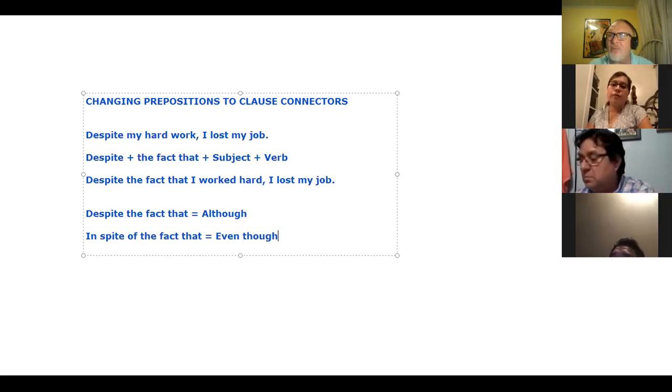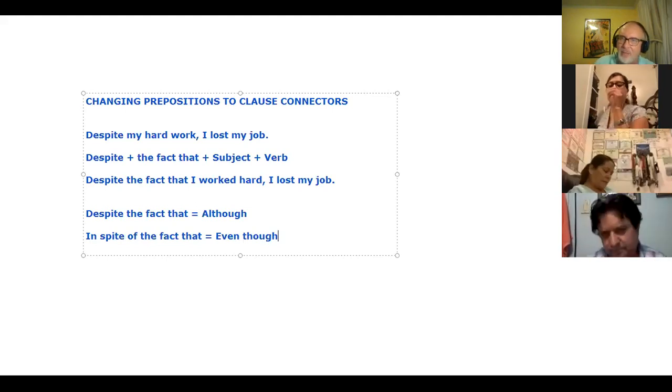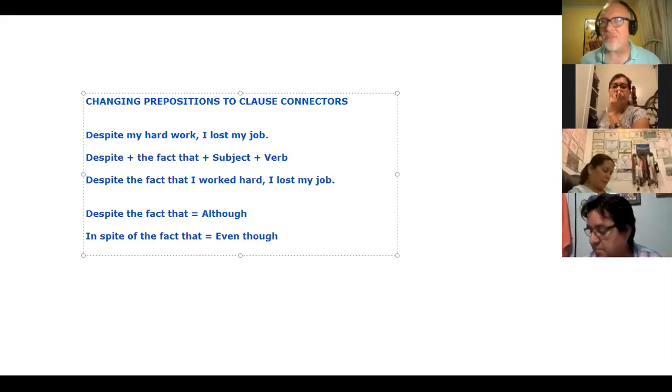So especially, we say it a lot. Due to the fact that blah, blah, blah. Because of the fact that blah, blah, blah. In spite of the fact that blah, blah, blah. And we say it all the time, to be honest. It's very common. It's probably more common than just despite and a noun to say despite the fact that. So we just add those three words, and we change the preposition into a clause connector.